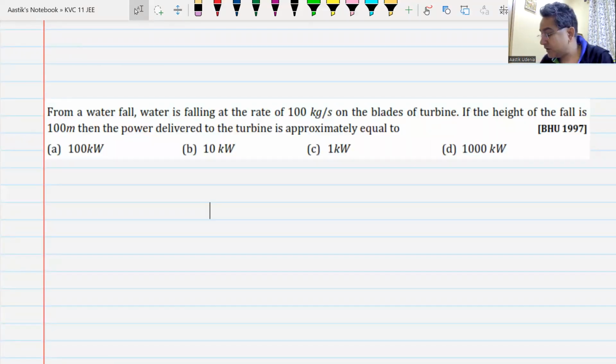From a waterfall, water is falling at the rate of 100 kgs per second on the blades of a turbine. The height of the fall is 100 meters. You can take g as 10. Find the power delivered to the turbine. What is the power delivered to the turbine? That is the question. Water is falling at the rate of 100 kgs per second from a height of 100 meters.